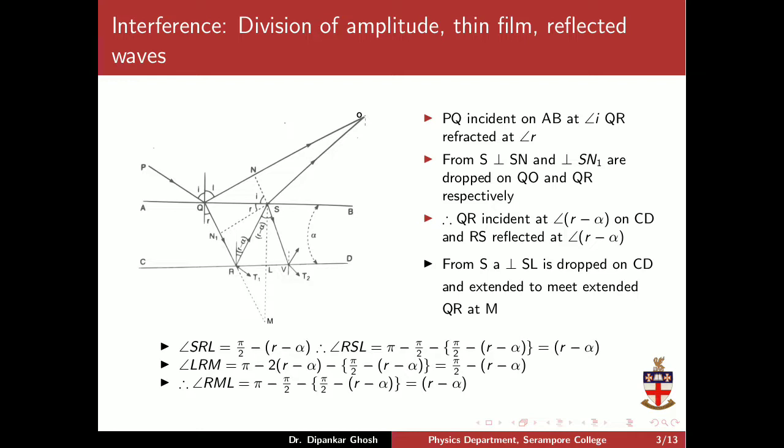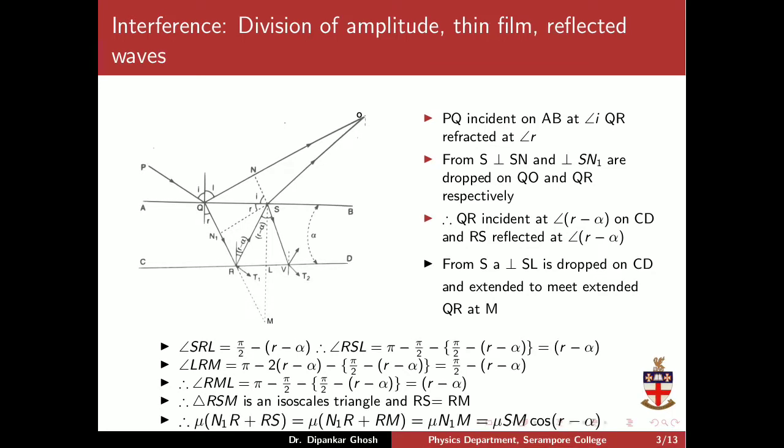So we see in triangle SRM, the angles RSL and RML are equal. So triangle RSM is an isosceles triangle with equal sides RS and RM. Now let's check out our path difference expression. We required mu into (N1R plus RS). Now in place of RS we can replace RM. Why? Because both are the two equal sides of an isosceles triangle. So mu(N1R plus RS) is mu(N1R plus RM). Now if you look back at the diagram, N1R plus RM is nothing but N1M. So mu N1M is equal to mu SM cos(r minus alpha).